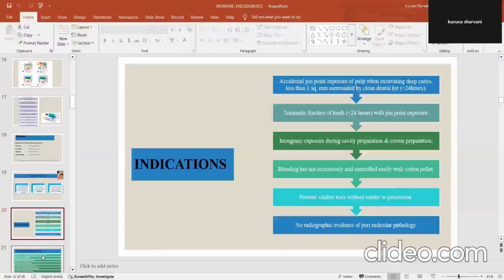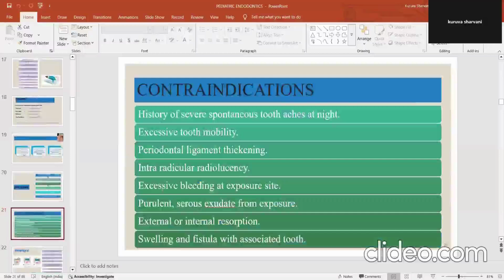So, what are all the contraindications for direct pulp capping? History of severe pain during night, absolutely wrong. Next, excess mobility is contraindicated. As with indirect pulp capping, the same contraindications will be applicable for direct pulp capping also.